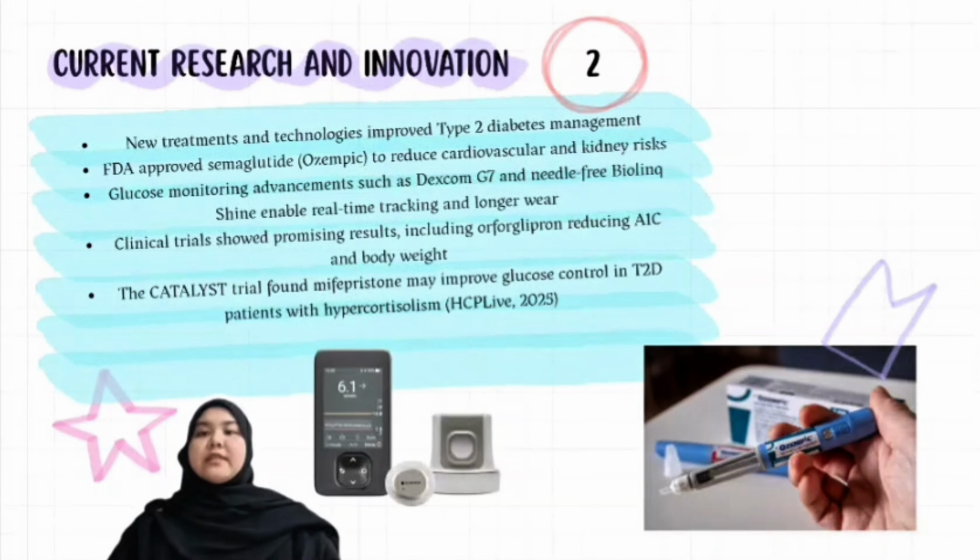In 2025, care for type 2 diabetes improved with new treatments and technologies. Semaglutide (Ozempic) was approved to reduce heart and kidney risk, and access to it increased. Glucose monitoring also advanced with devices like the Dexcom G7 and the needle-free Biolinq Shine, which provide real-time blood sugar tracking. Clinical trials show promising results as well. Orforglipron helped lower A1C and body weight, and the CATALYST trial found that mifepristone improved glucose control in certain patients. These advances show continued progress in managing type 2 diabetes.